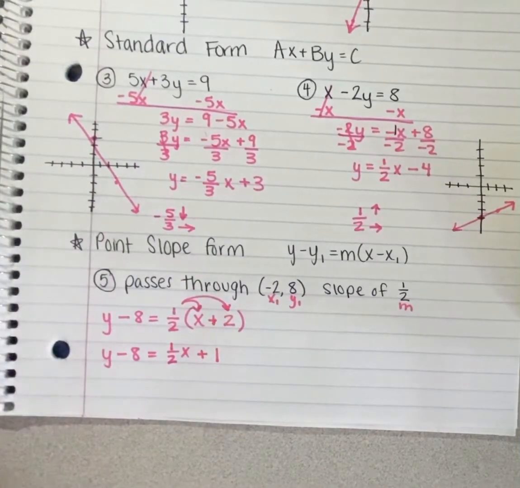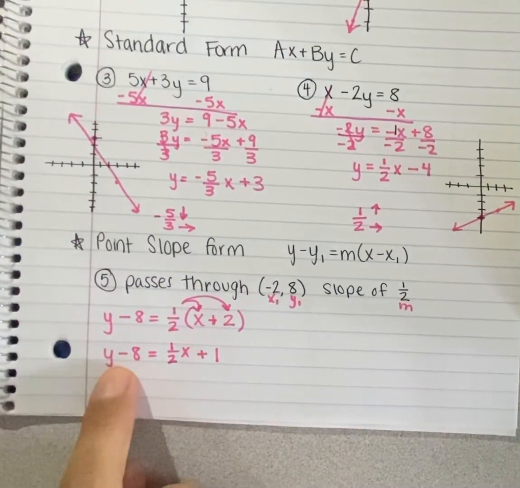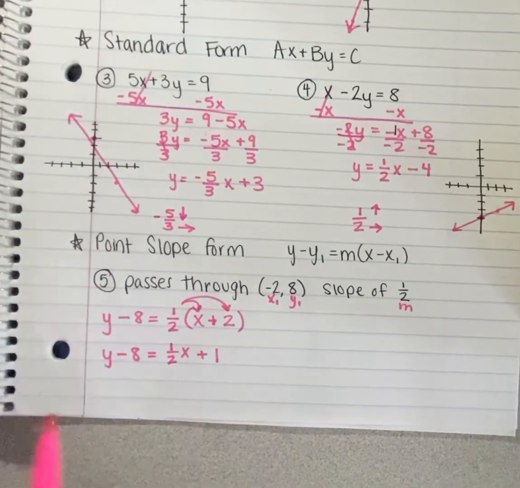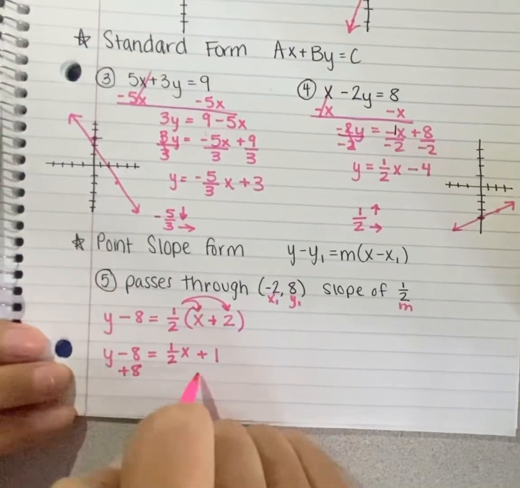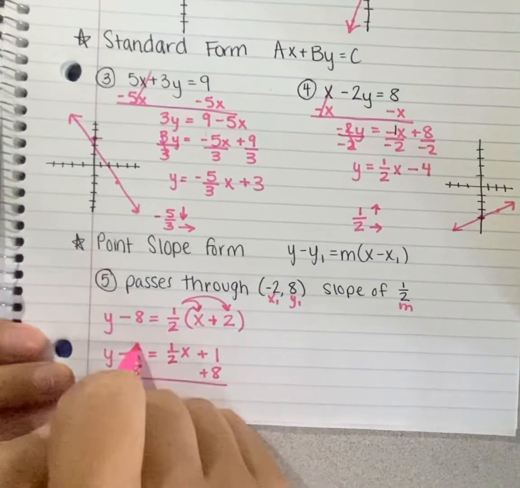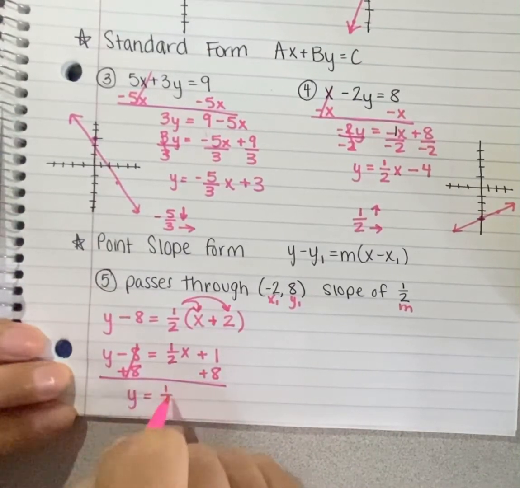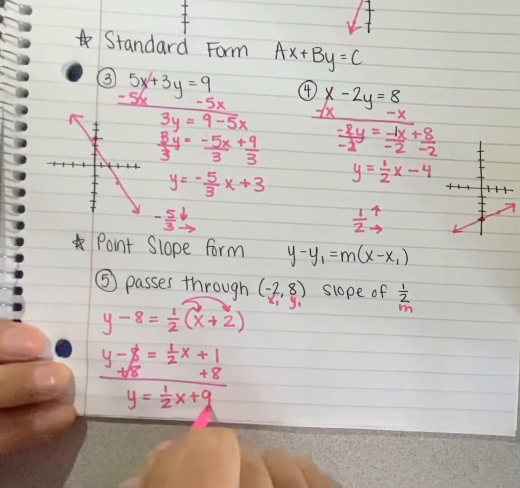Now I have to move and isolate. Well, I have to isolate the y, so I'm moving the 8. It says -8, so I add 8 to both sides. Y equals 1/2 x plus 9.